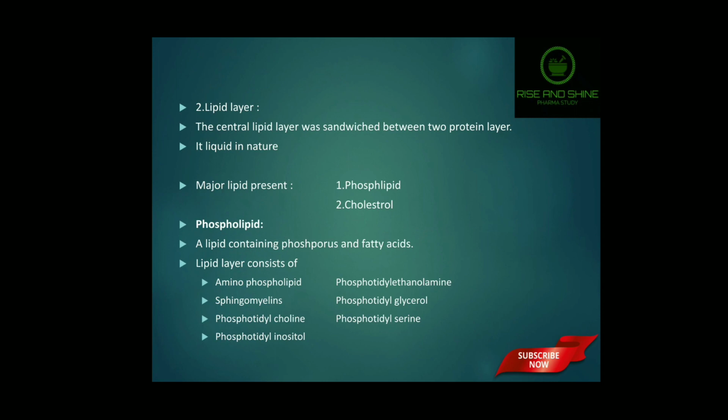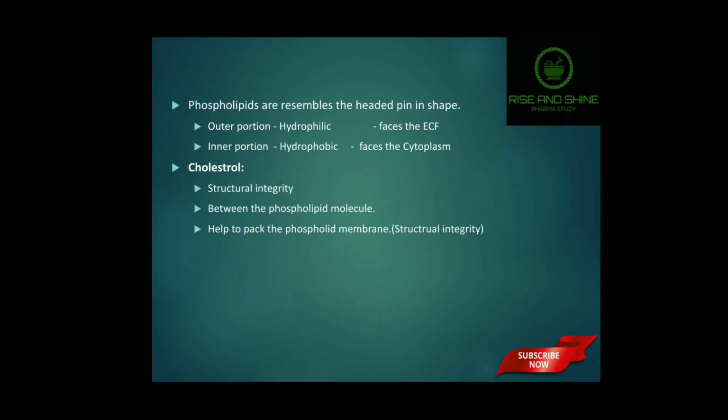This lipid layer consists of certain phospholipid varieties. They are aminophospholipid, sphingomyelin, phosphatidylcholine, phosphatidylinositol, phosphatidylethanolamine, phosphatidylglycerol and phosphatidylserine. This phospholipid layer will be arranged in two layers.